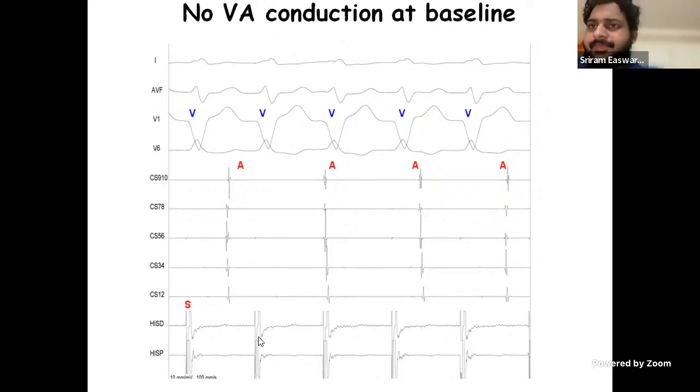In WPW, the pathway is conducting from atrium to ventricle as well as from ventricle to atrium. In concealed pathways, it is only capable of conducting from ventricle to atrium. So in sinus rhythm, the ECG will be normal. You will not see WPW. That is called a concealed path. Have you understood this concept? Yes, sir. Thank you, sir.